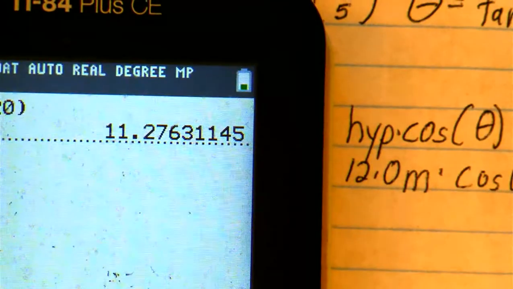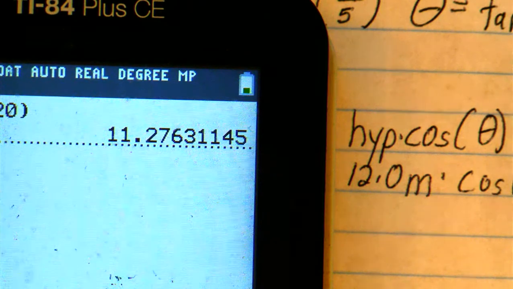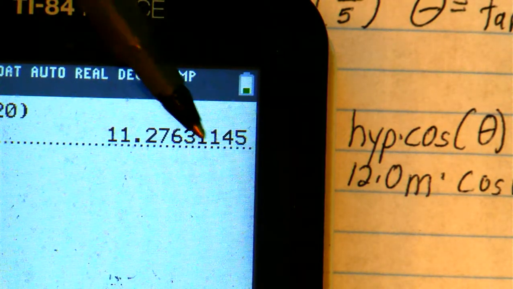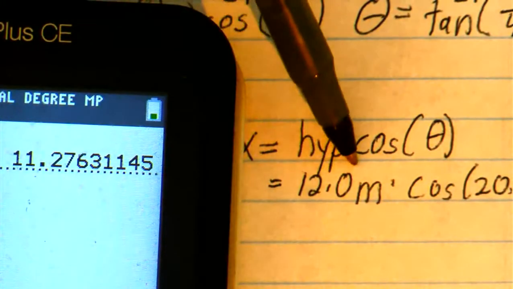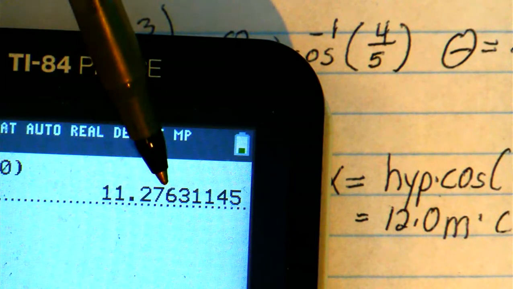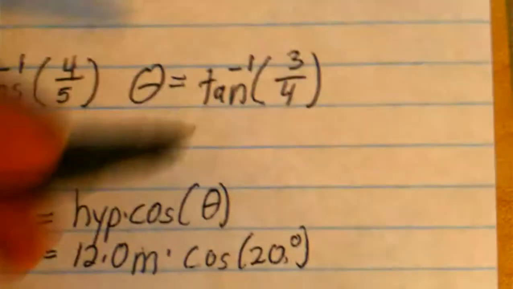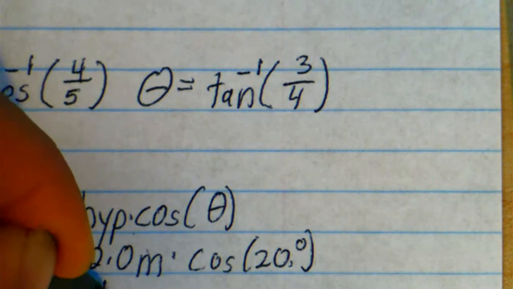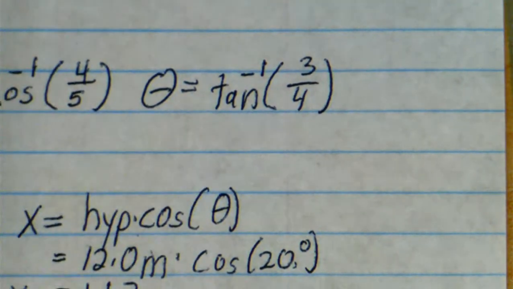It displays the value 11.27631145. Of course, you say these are insignificant digits. And let's round it to just 3 sig figs, making this 11.3 meters. So at least one student got that correct. 11.3 meters is the value of x.